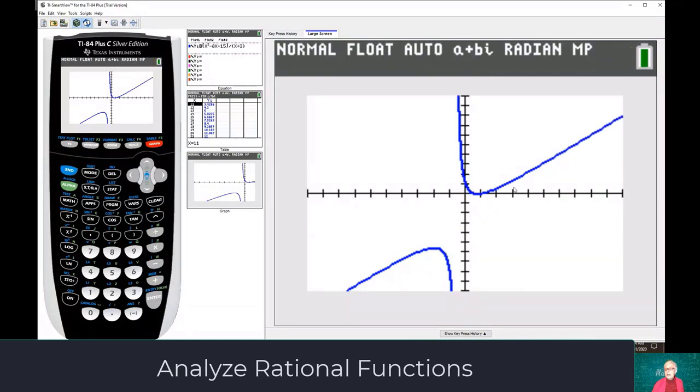There's an invisible line going up and down, and that is your oblique asymptote, also called a slant asymptote. You don't have to know that. I'm just telling you. All right. Yes. I'm happy. Are you happy?